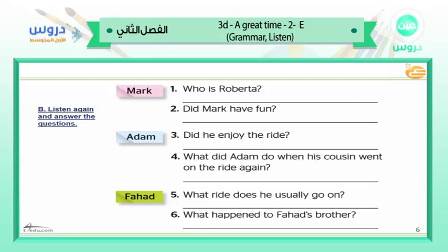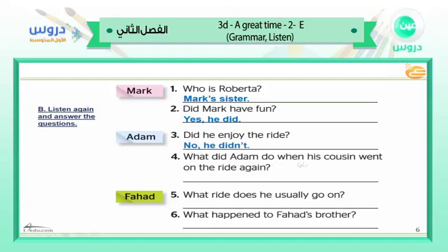Very nice, beautiful. Okay, let's do them. The first one, Mark. What about the first question? Who is Roberta? What do you think? Very nice, Mark's sister. Exactly. Number 2, did Mark have fun? Yes, he did. Exactly. Number 3, did he enjoy the ride? We are talking about Adam now. Did Adam enjoy the ride? No, he didn't.